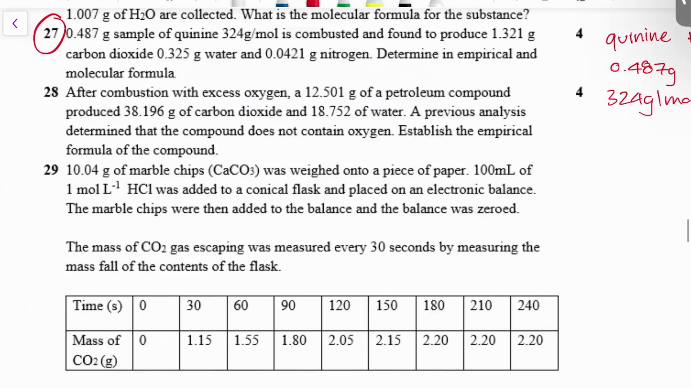Okay. They want empirical formula as well as molecular formula. Go back to when we did this for the first time in module 2. What do you figure out first? Empirical first or molecular first? You figure out the empirical first.